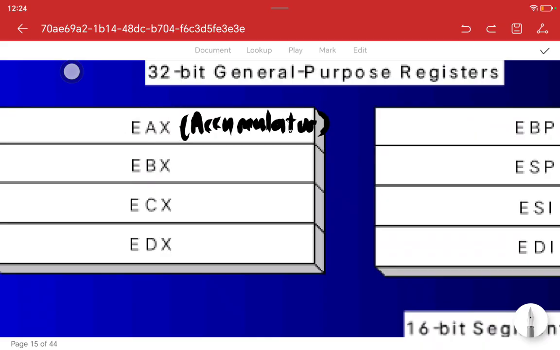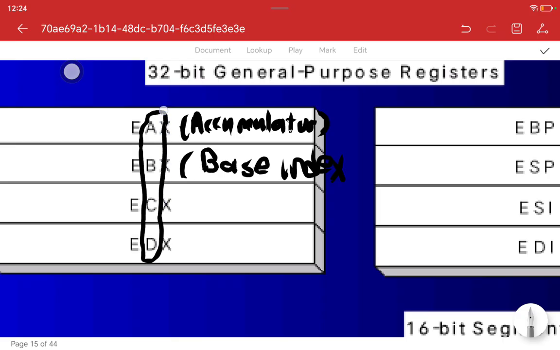And then EBX is usually called the base index. This one is called a base index. You see, these letters all stand for something.